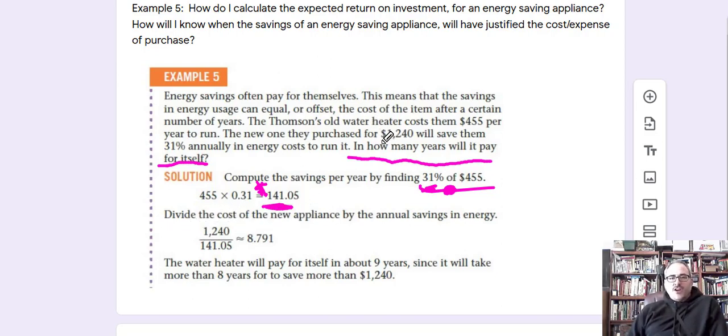Here's what I'm going to do. The cost of this thing is $1,240. I'm going to take that number and divide it by how much I'm saving per year, to figure out how many years the savings will be equal to the original cost. So $1,240 divided by how much I'm saving per year gives me 8.791. So the water heater will pay for itself in about 9 years. We'll call that 8.791, and say about 9 years is what it will take for this thing to pay for itself.